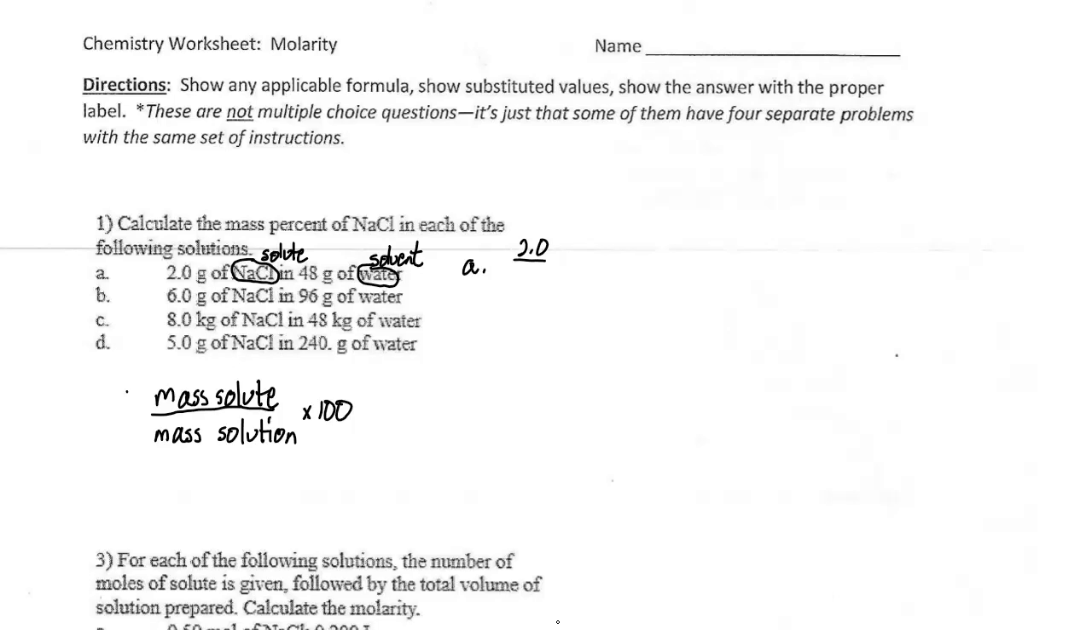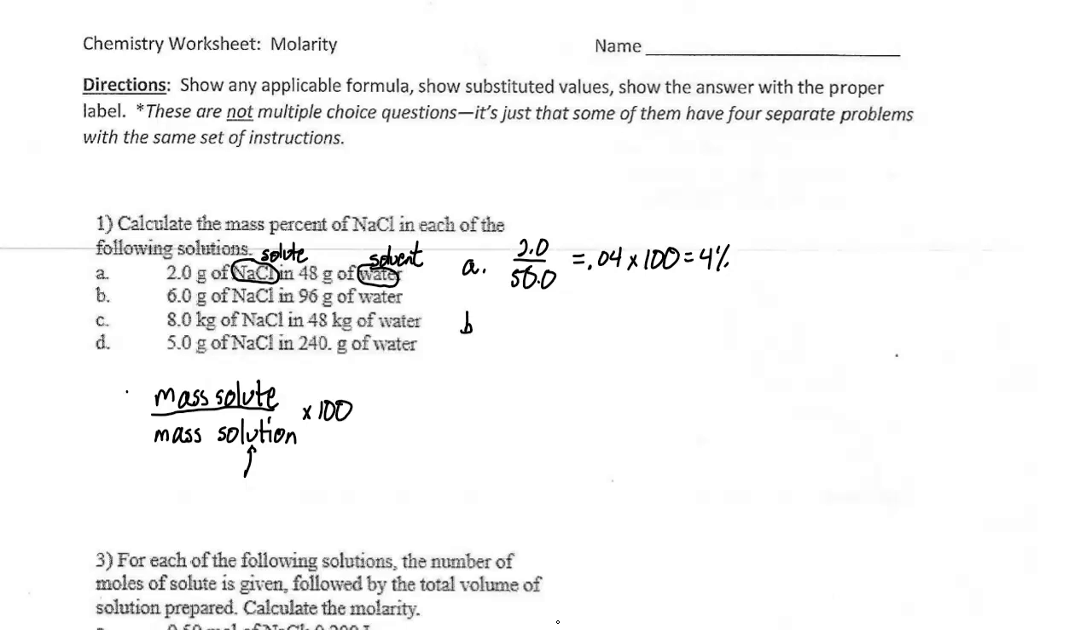Now the mass of the solution. And notice the denominator is the mass of the solution, not the mass of the solvent. How heavy is the entire solution if you have 2 grams of salt and 48 grams of water? That would be 50 grams. On a calculator, 2 divided by 50 is 0.04, and you multiply by 100 to get the percent, 4%. This first solution is 4% sodium chloride. The rest of it, the other 96% of it, is water.